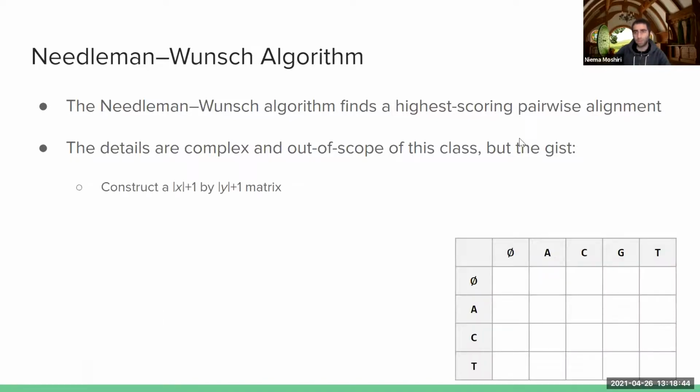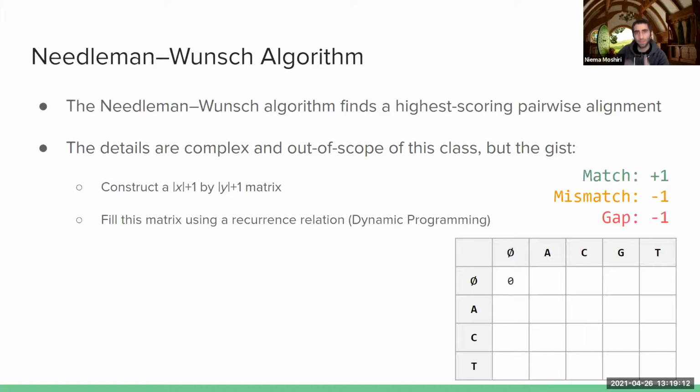But basically, what happens is you first construct a matrix that has dimensions length of x plus 1, length of y plus 1. So here on the vertical axis, I have x, which is ACT, and then I have this null character at the beginning. And on the horizontal axis, the columns, I have y. So ACGT, but before it, I have this null character. So you construct this matrix, and then you fill in this matrix using a recurrence relation that I'm not going to talk about in this class because it's super, super out of scope.